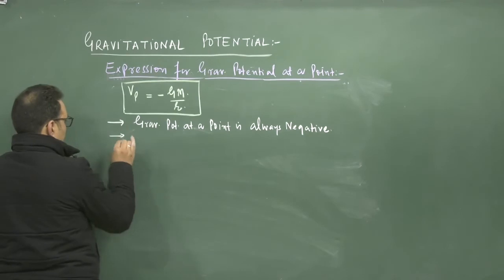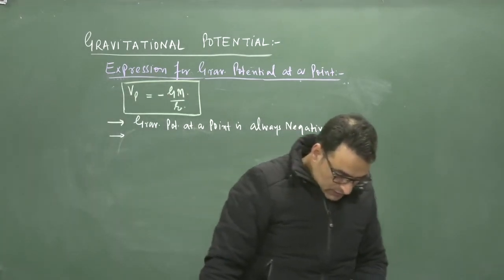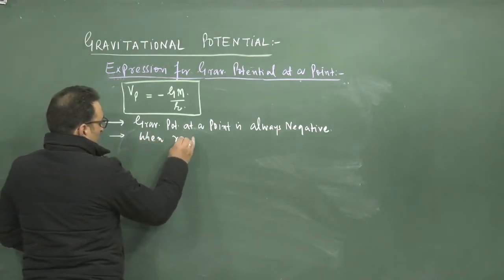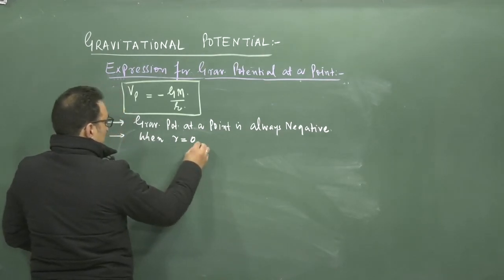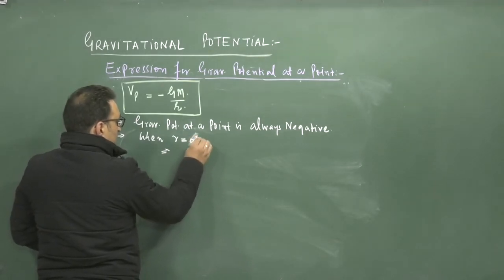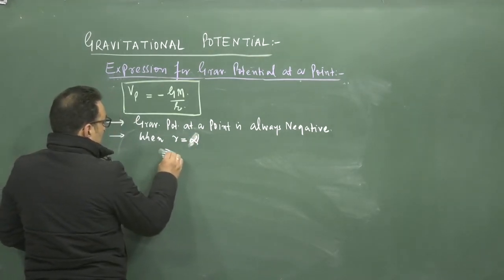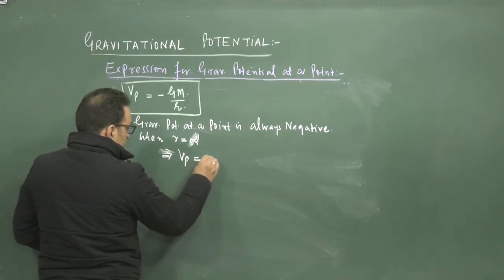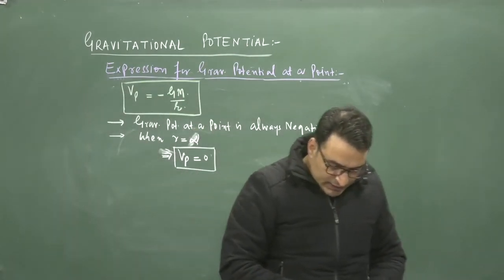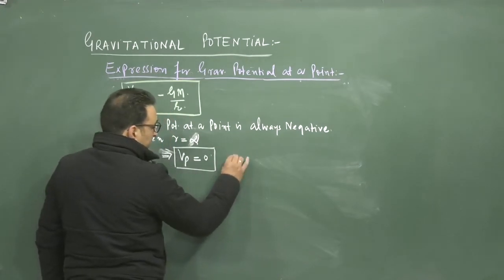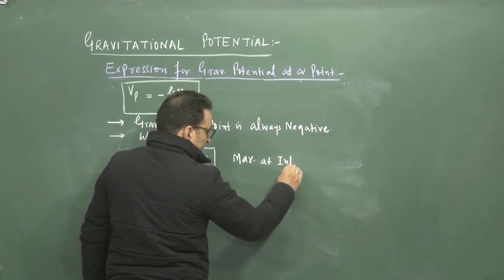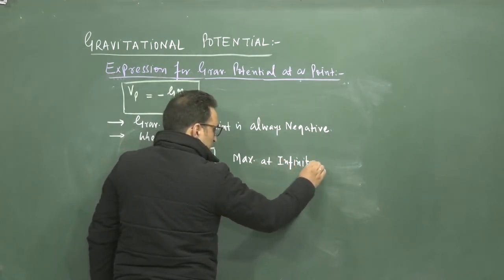Now second, when r is equal to infinity, the gravitational potential comes out to be 0. Vp is equal to 0. That is, the gravitational potential is maximum at infinity.